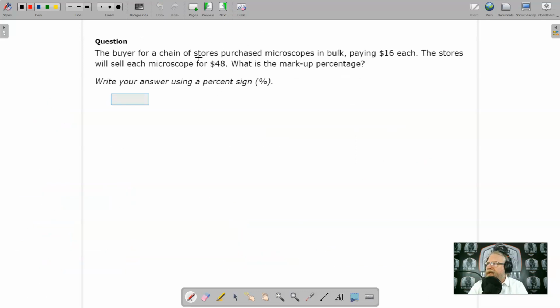The buyer for a chain of stores purchased microscopes in bulk, paying $16 each. The store will sell the microscopes for $48. What is the markup percentage? So it's going to be an increase. So we need the number to be positive. So we're going to do 48 minus 16. And then the original cost, right?